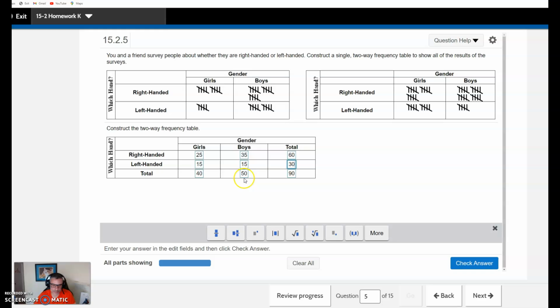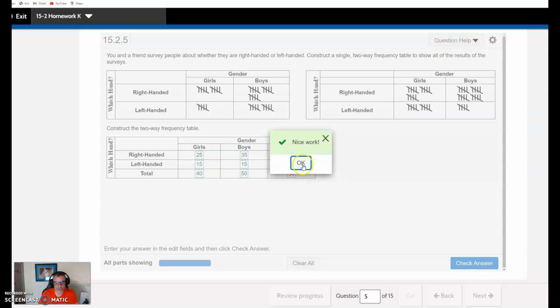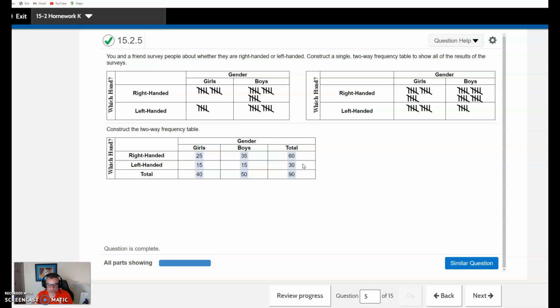I think these left-handed numbers are way high. I don't think there's that many. The percentage is not that high. But anyway, be really careful. Let's see if I was careful. I got it. Okay. They do one thing that is really sneaky on some of the later questions.